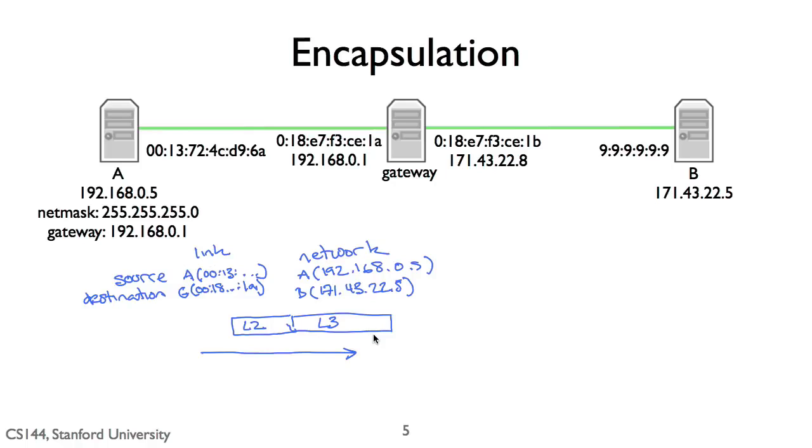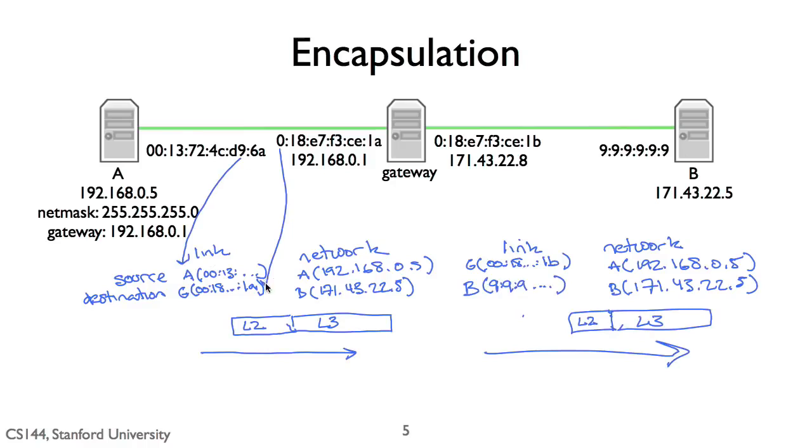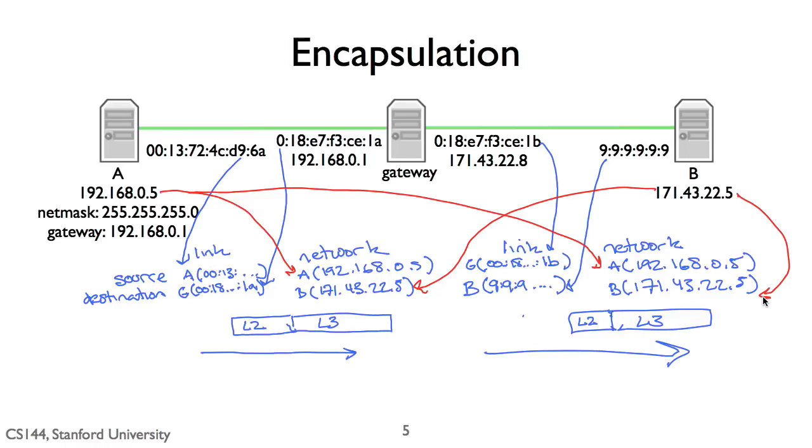So we have an IP packet from A to B, encapsulated inside a link layer frame from A to the left gateway interface. When the packet reaches the gateway, it looks up the next hop, decides it's node B, and puts the IP packet inside a link layer frame to B. So the second IP packet from A to B is inside a link layer frame from the right gateway interface to B.